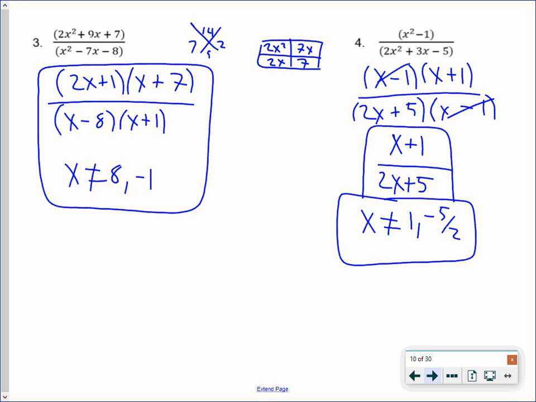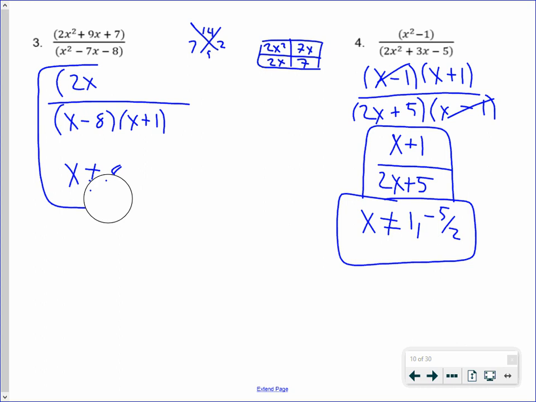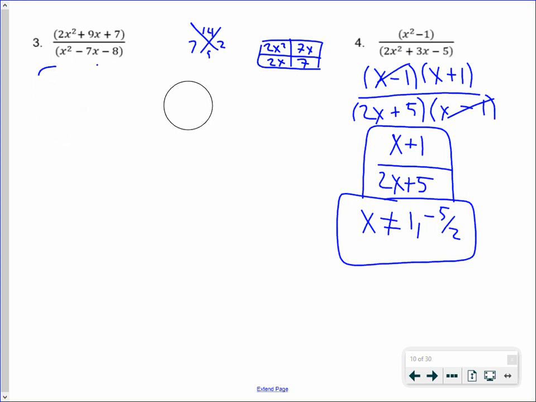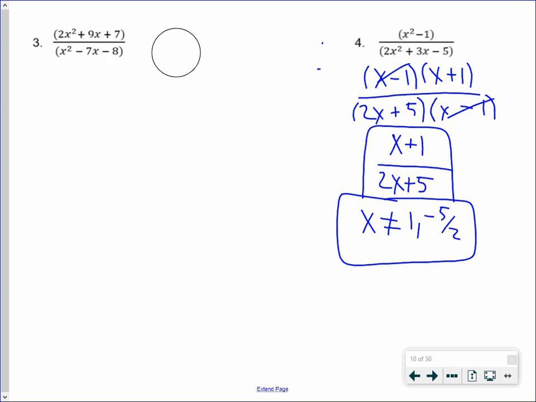And as I was thinking about it, I think number 3 might have been done wrong. So let me double check it. Yes, this was actually done wrong. Let me just go ahead and redo that completely. I think I rushed it and did it incorrectly. So let's go ahead and just do that together. So for number 3, we have 2x squared plus 9x plus 7 on the top, and x squared minus 7x minus 8 on the bottom.